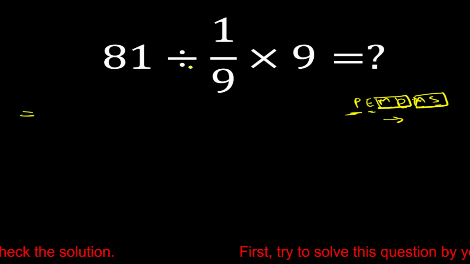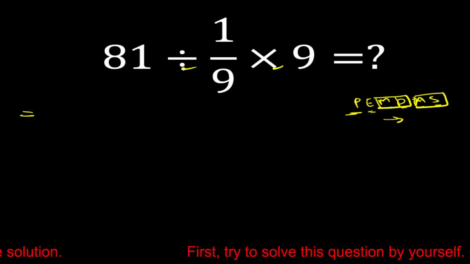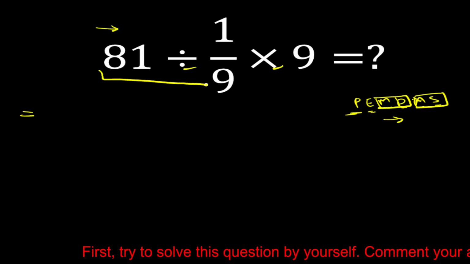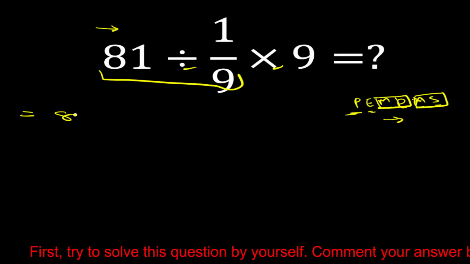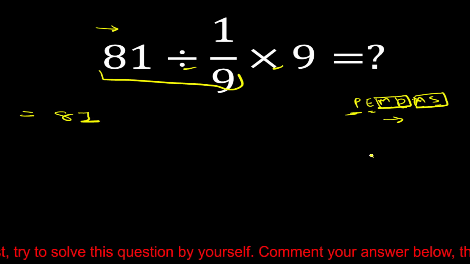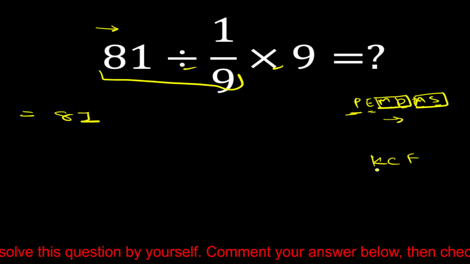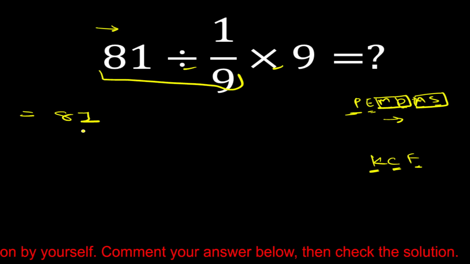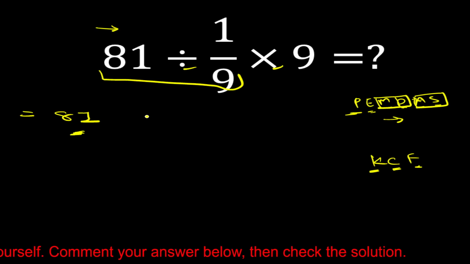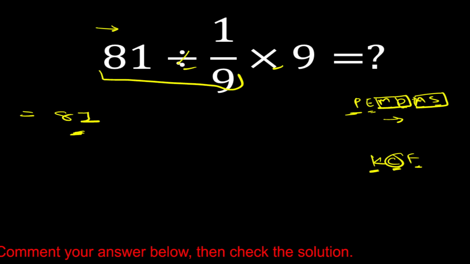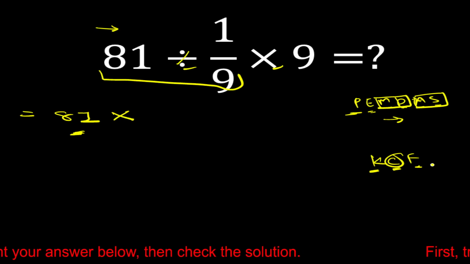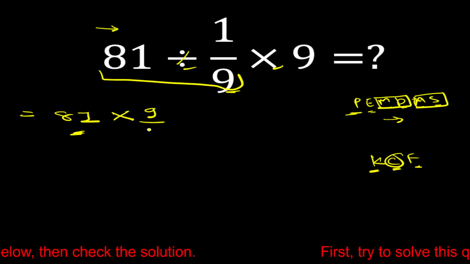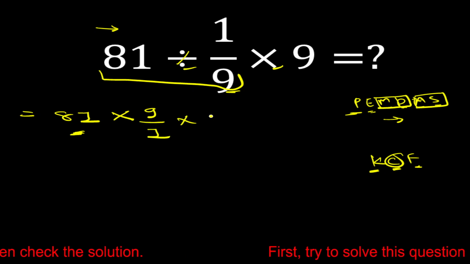So here is one division and one multiplication. Both have equal priority, therefore we have to solve it from left to right. So first we have to solve this part. It is equal to 81. Now apply the KFC rule. K means keep, C means change, F means flip. So keep the first fraction as it is, 81 is as it is, 81. Now change this sign from division to multiplication. Now flip this fraction: 1/9 is equal to 9/1. Multiply 9.